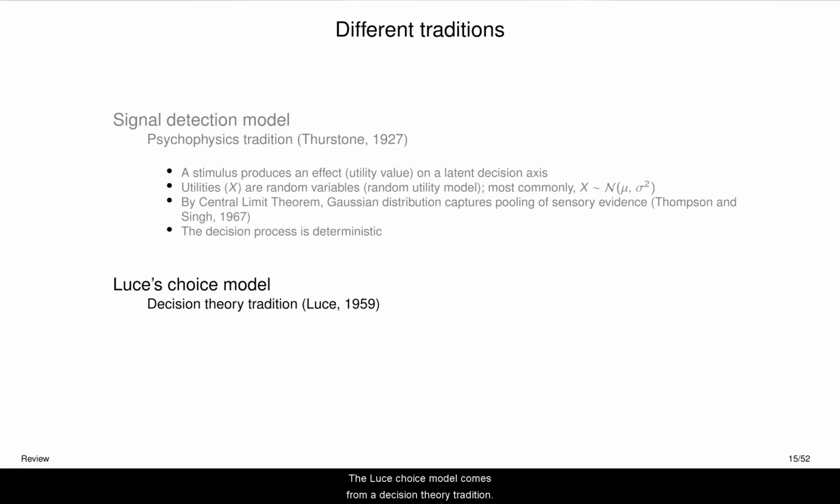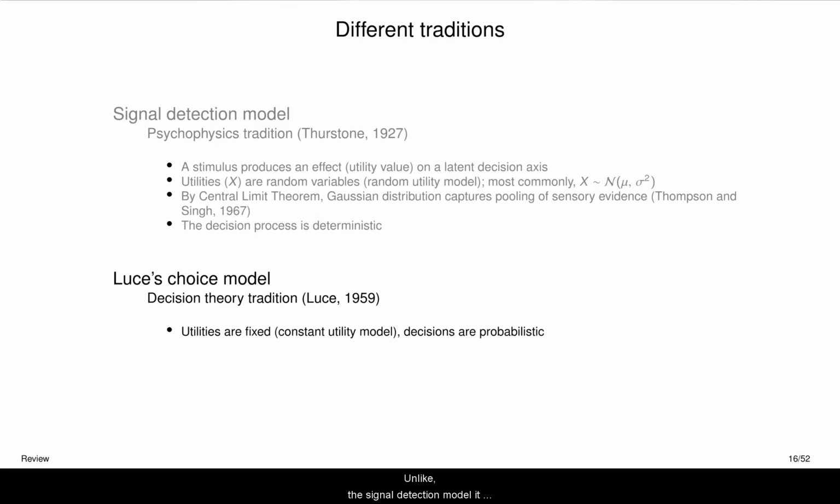The Luce choice model comes from a decision theory tradition. Unlike the signal detection model, it is silent about the mechanisms of the discrimination process, postulates that utilities are fixed, and that decisions are probabilistic. The model is based on an axiom that imposes a set of plausible constraints on choice probabilities. And the most important constraint is referred to as independence from irrelevant alternatives.